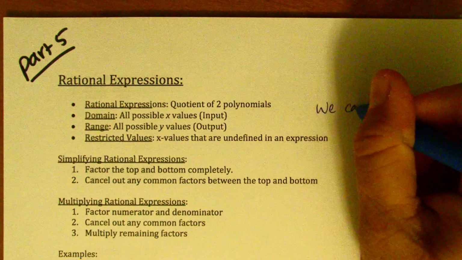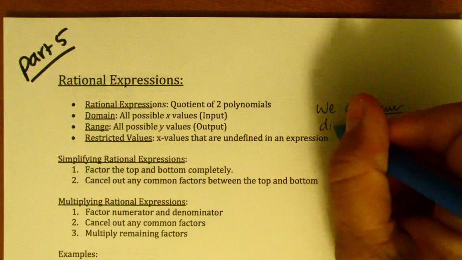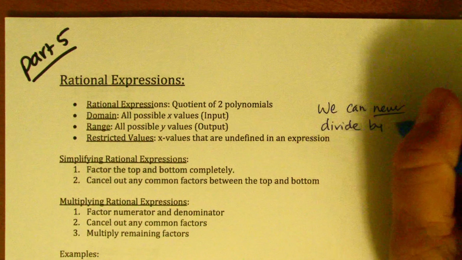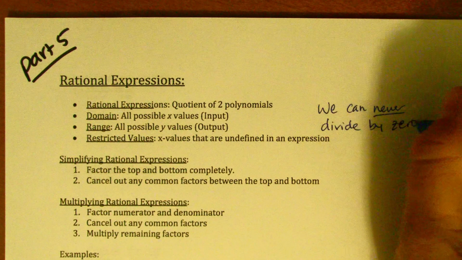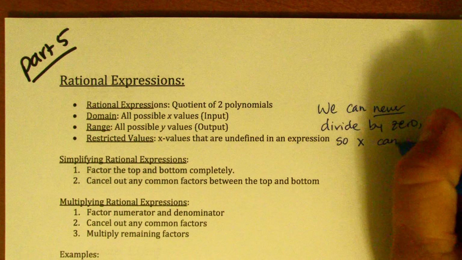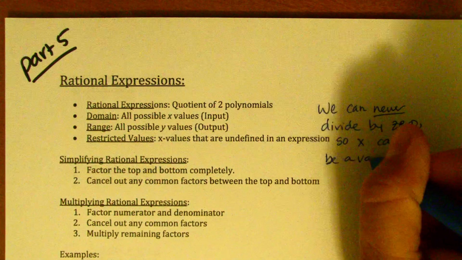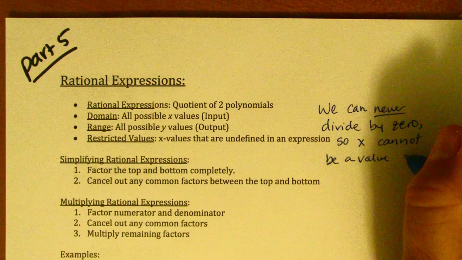We can never divide by 0. So x cannot be a value that will make our denominator 0.